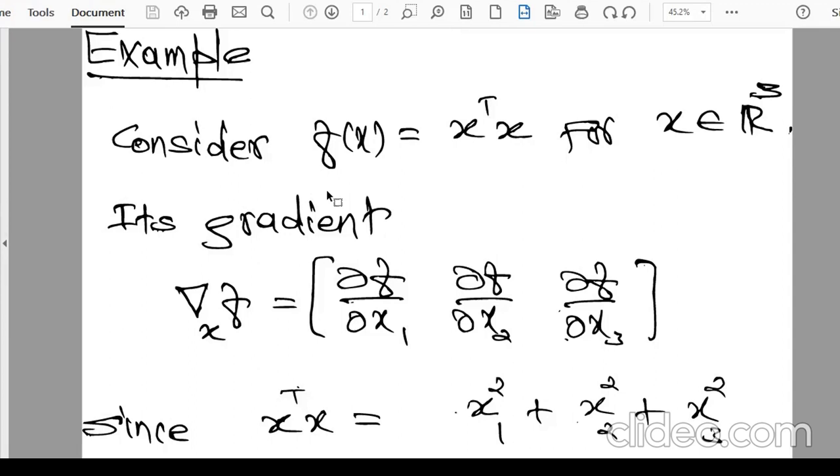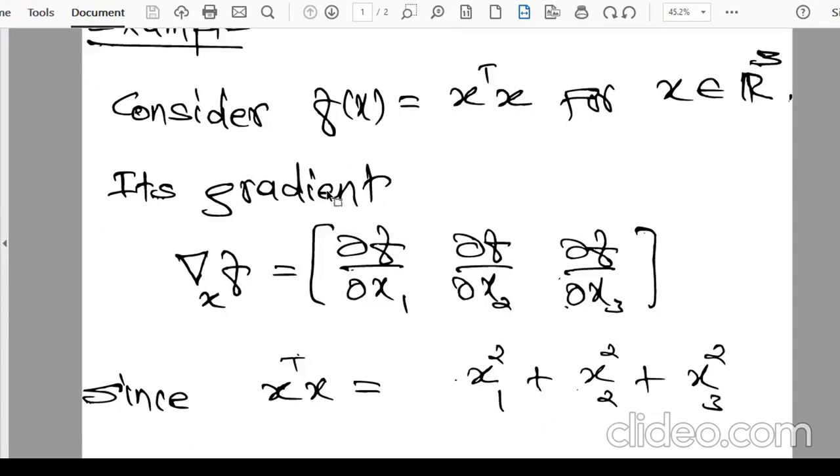Since it is a scalar valued function, we are going to find its gradient, which means I am first going to calculate all the partial derivatives of this function with respect to each independent variable. This vector is three-dimensional, therefore I'm going to calculate three partial derivatives: partial derivative of f with respect to x1, with respect to x2, and with respect to x3. I need to put these into this matrix, and I'm going to get the gradient of this function under discussion.